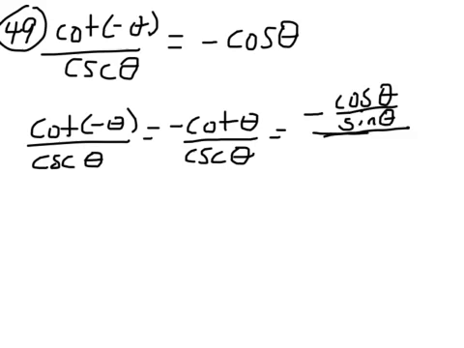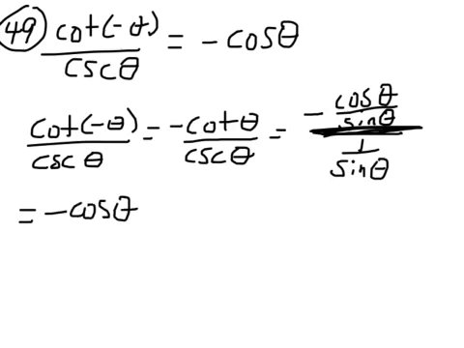Now I've got my big fraction bar here. What is cosecant? It's 1 over sine, the reciprocal of sine. So I'm going to write that as 1 over sine theta. Now I've got a complex fraction. Do you remember what you do in a complex fraction? You keep the numerator and write it down. You change the fraction bar's division to multiplication.